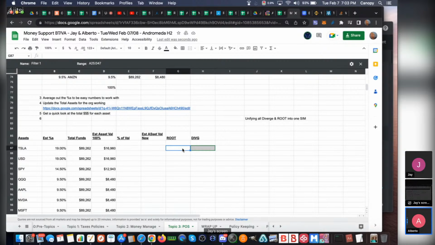So we divide the estimated asset value 100% by 50. I have a very odd calculation here, but I don't know. Let me try it. So I'm going to go equals 50% divided by, in this case, 19. It's the time the total estimated value.